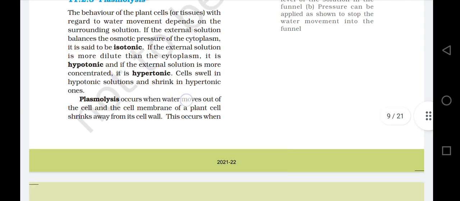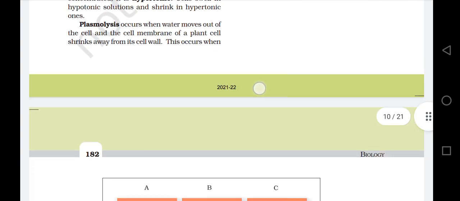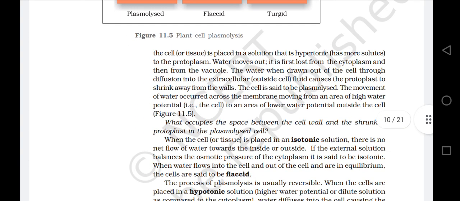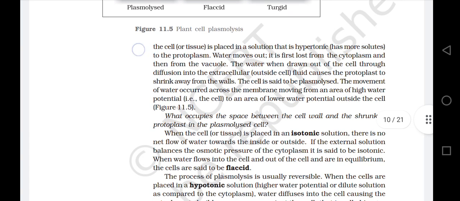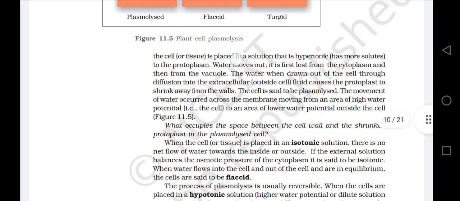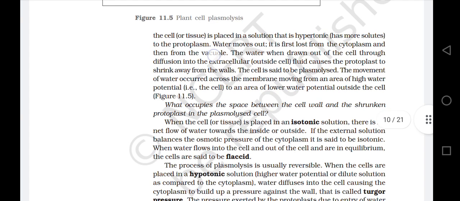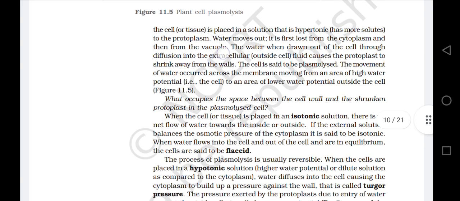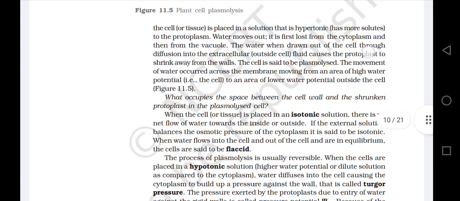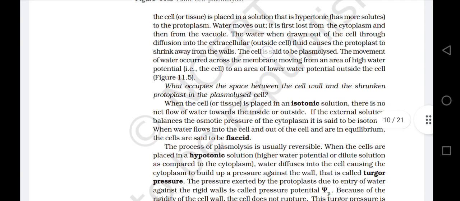Plasmolysis occurs when water moves out of the cell and the cell membrane of a plant cell shrinks away from its cell wall. This occurs when the cell or tissue is placed in a solution that is hypertonic, has more solutes than the protoplasm. Water moves out. It is first lost from the cytoplasm and then from the vacuole. The water, when drawn out of the cell through diffusion into the extracellular fluid, causes the protoplast to shrink away from the walls. The cell is said to be plasmolysed.